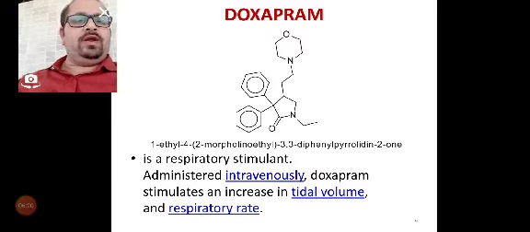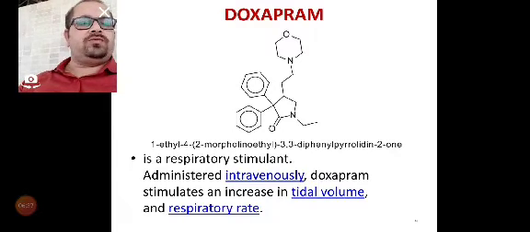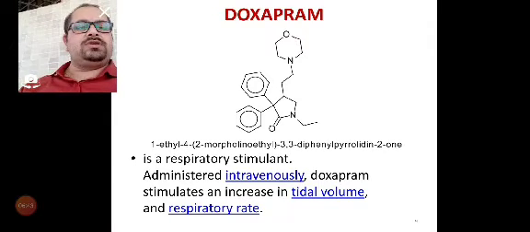2-morpholino-ethyl. 4-yl means attachment to the pyrrolidine at the 4 position. That's why 1-ethyl, 4 indicates the attachment to the pyrrolidine ring. 2-morpholino-ethyl. 3,3 diphenyl. 3,3 means diphenyl substitution at the 3 position, and the basic nucleus is a pyrrolidin-2-one. It's a respiratory stimulant administered intravenously.